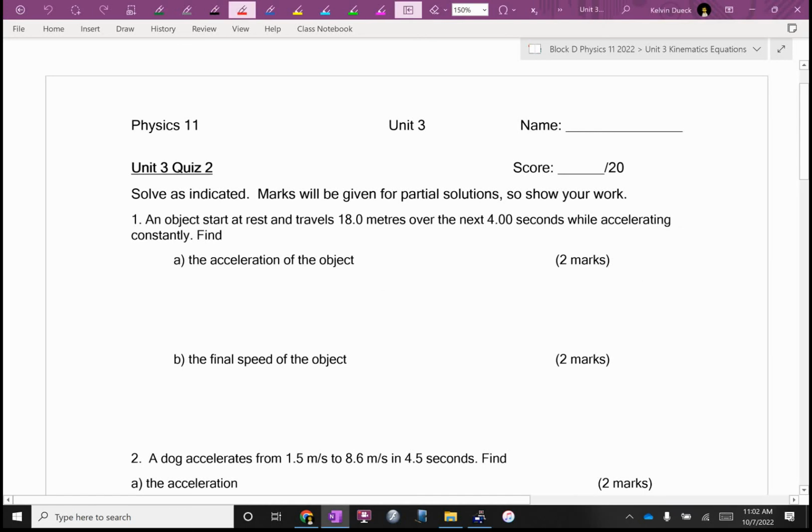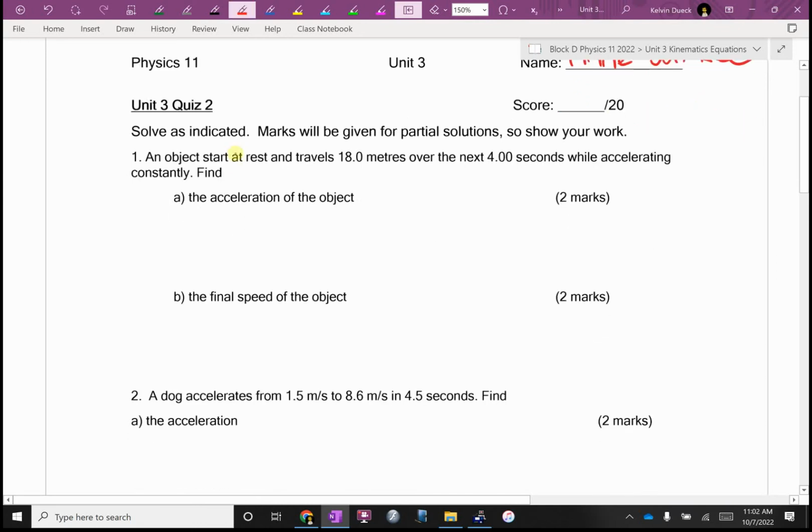Sometimes I'm going to write out the original equation, but starting today, if it's one that I think is fairly easy for me to rewrite in my head, I may just go to the rewritten equation. Again, just like before, each of these is going to be worth 2 marks. Again, who's my favorite student? Good old Anne. So, number 1 starts at rest.